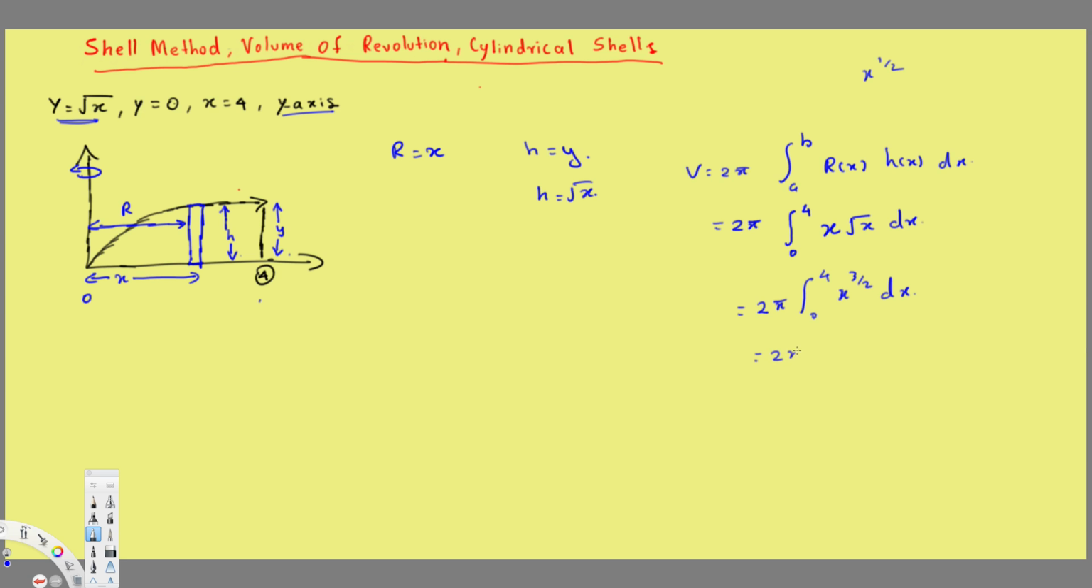Then I can integrate this right now. If I integrate, I will get x to the 3 by 2 plus 1, so 3 by 2 plus 2 by 2, that's going to be 5 by 2. So x to the 5 by 2, and then divide by 5 by 2, and this is going to be from 0 to 4. So let's flip this around. This is going to be 4π times x to the power 5 over 2, over 5, from 0 to 4.